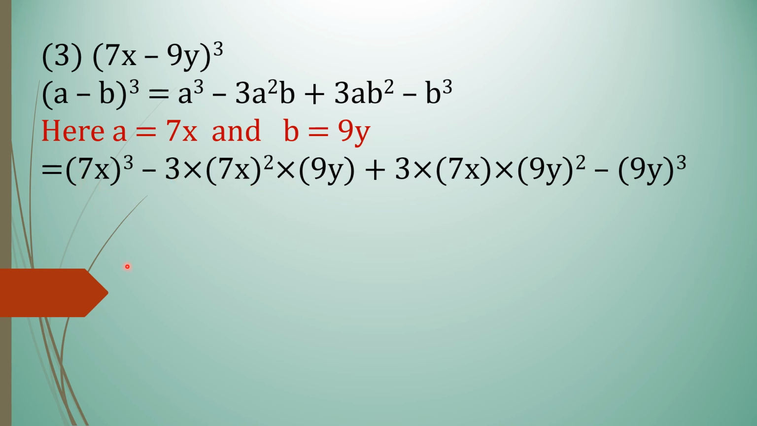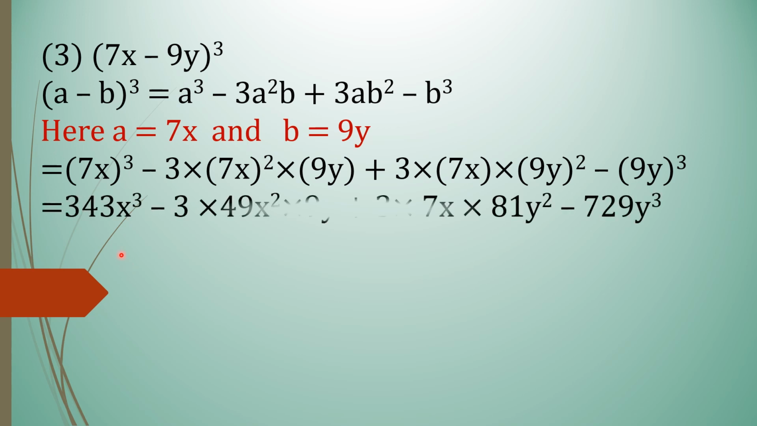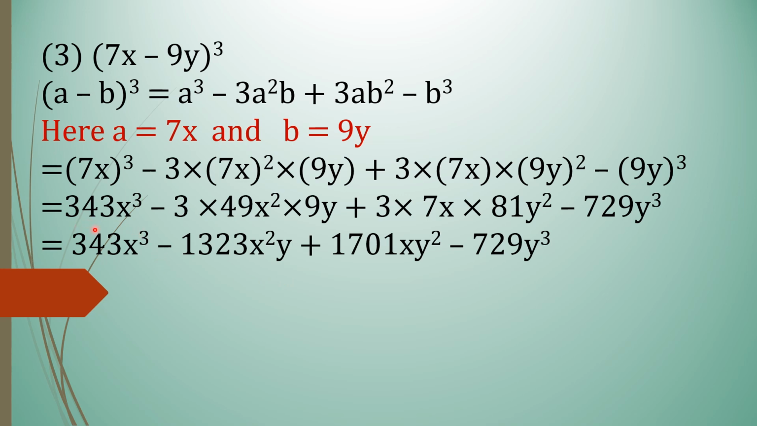Okay. Then what will become 7 cube? It will become 343. Then x cube as it is, minus. Now 3 into 7x the whole square will become 49x square into 9y, plus 3 into 7x into 9y the whole square, you'll write down 81y square, minus 9y the whole cube will become 729y cube, because 9 cube is 729. Now students, we will solve further, that is 343x cube.